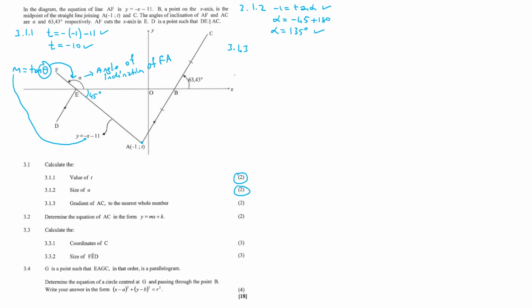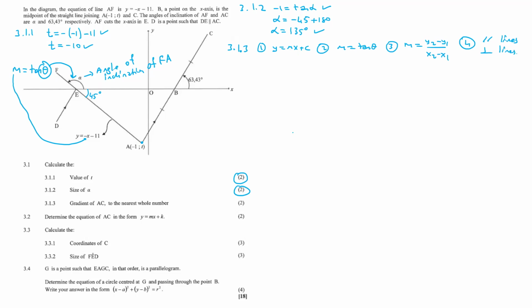3.1.3. Gradient of AC, to the nearest whole number. There are 4 different ways of finding a gradient. Number 1, y is equal to mx plus c, where m is the gradient. Number 2, m is equal to tan theta, by using the angle. Number 3, by using the 2 points, like y2 minus y1 over x2 minus x1. And number 4, from a parallel line or perpendicular line. So it's always one of these.